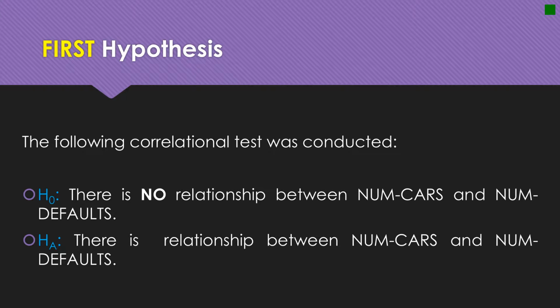So we have three hypotheses. The first hypothesis, which has been given to us, is that there is no correlation between numcars and num defaults. So the alternative hypothesis will be that there is a relation between numcars and num defaults.